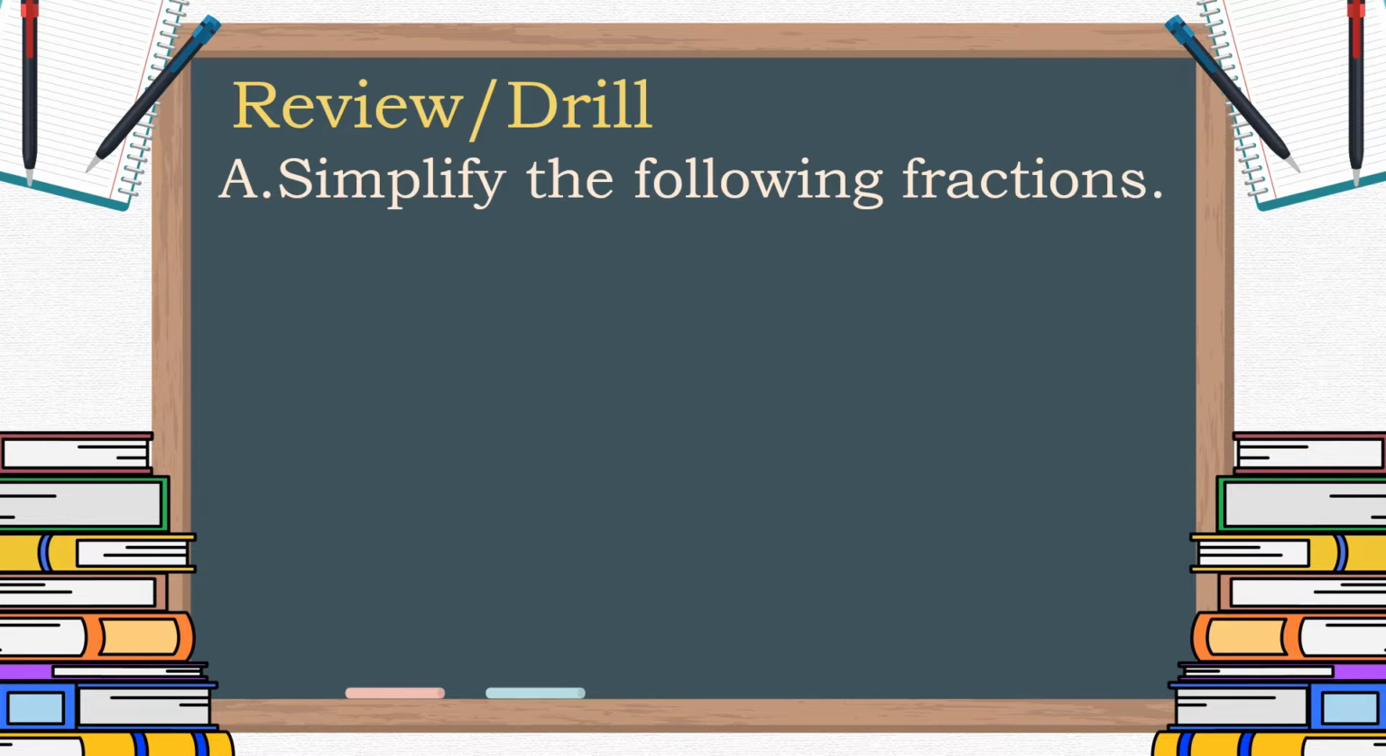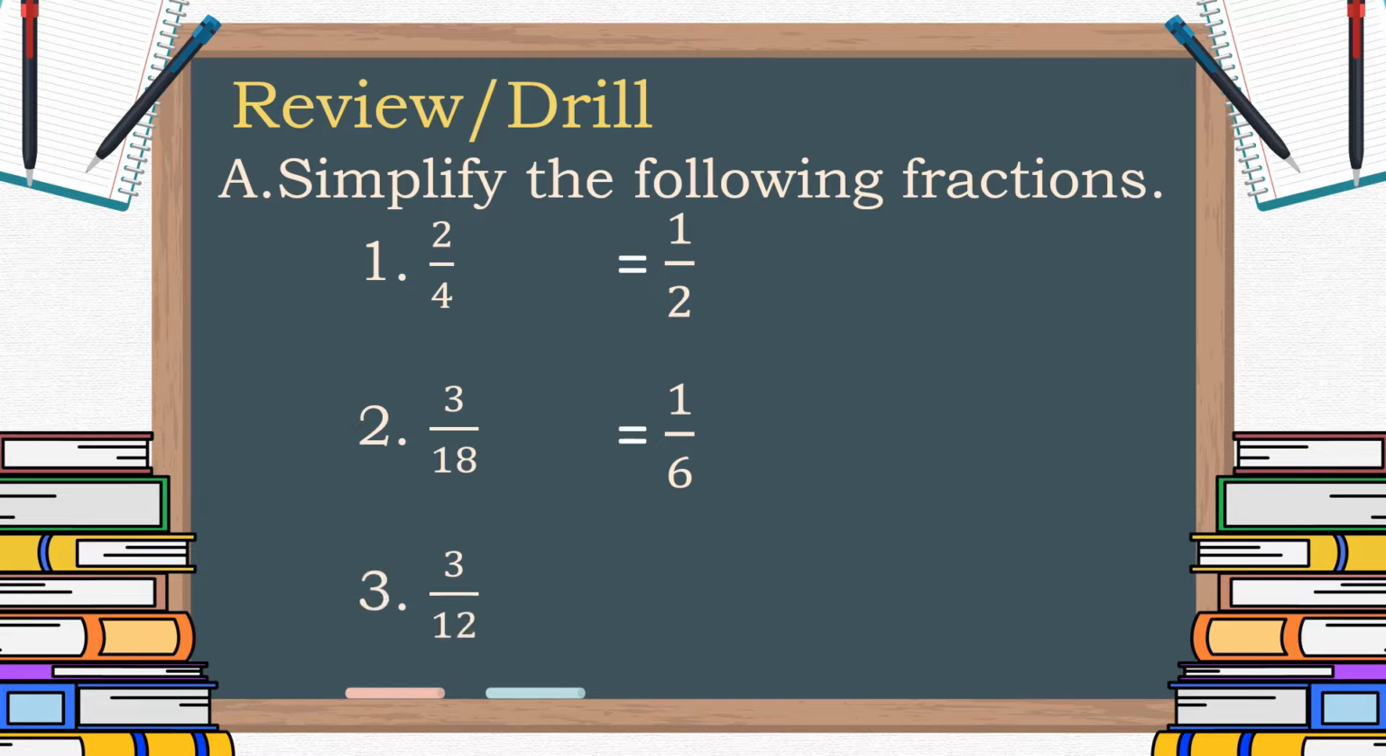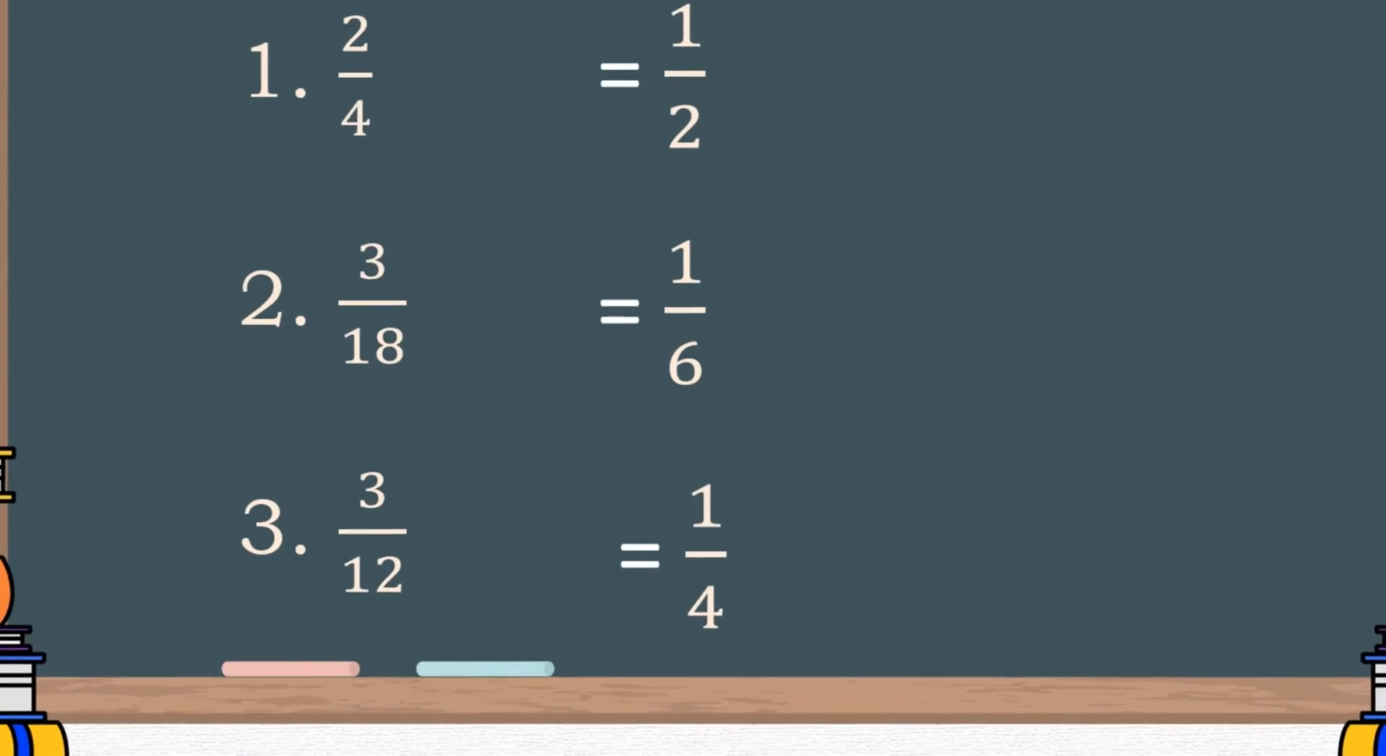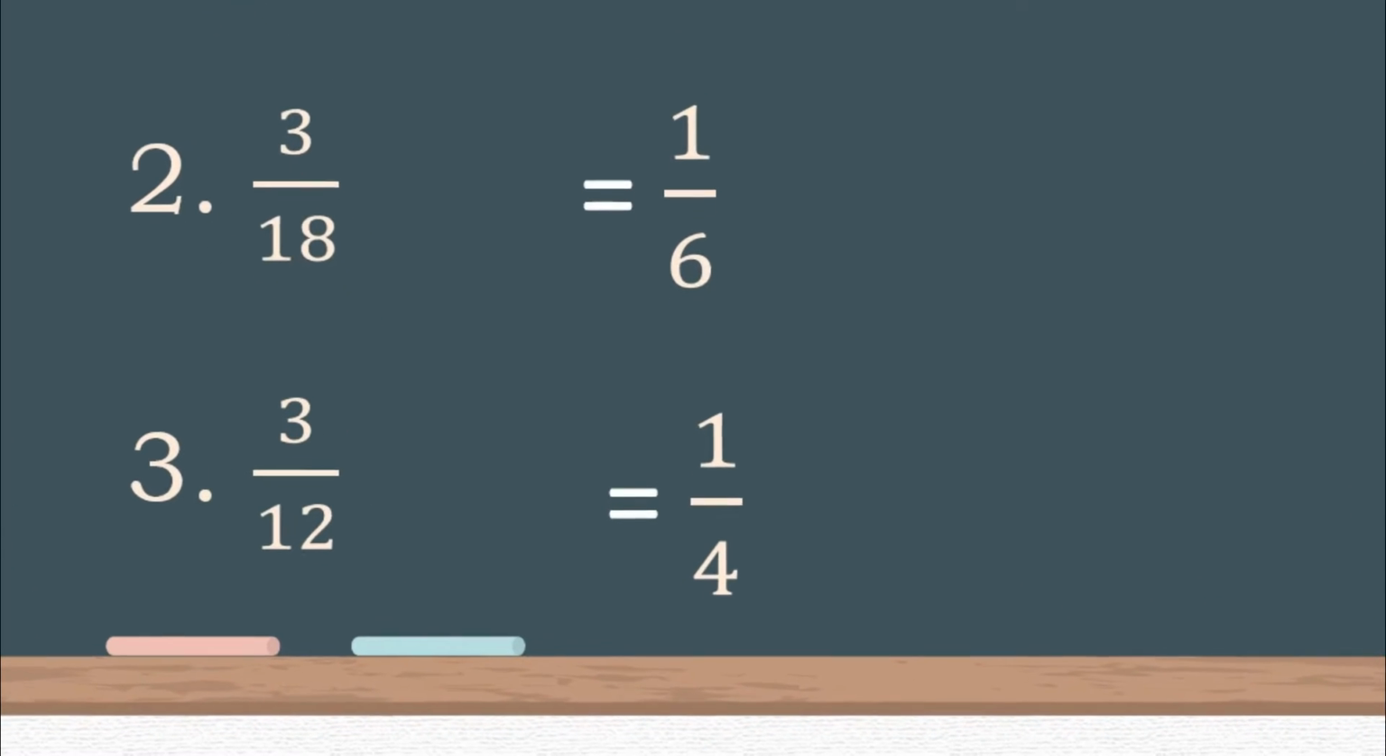A. Simplify the following fractions. Number 1. What is the simplified form of 2/4? The answer is 1/2. Number 2. What is the simplified form of 3/18? The answer is 1/6. Number 3. The simplified form of 3/12 is... Okay, the answer is 1/4.